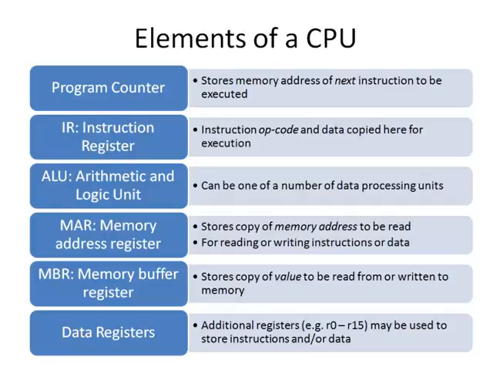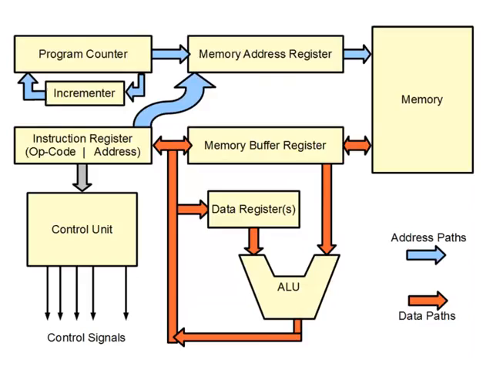And processors also typically have a number of data registers. Say, for example, it has 16 registers. They may be register 0 through to register 15. And these may be used to store instructions, but more commonly are just used to store data that the CPU is going to operate on.